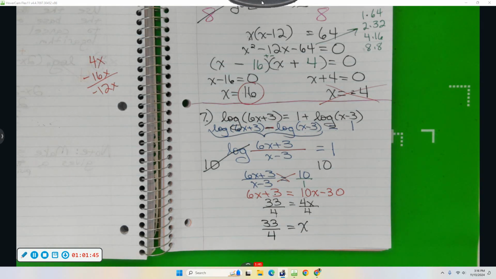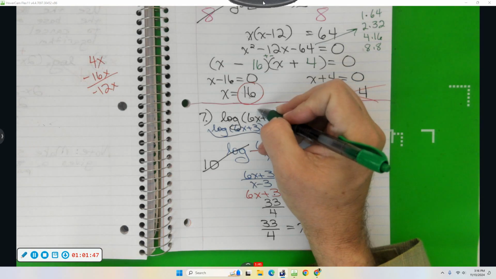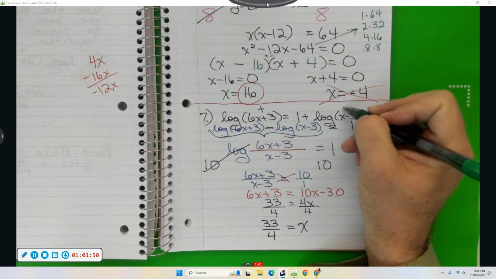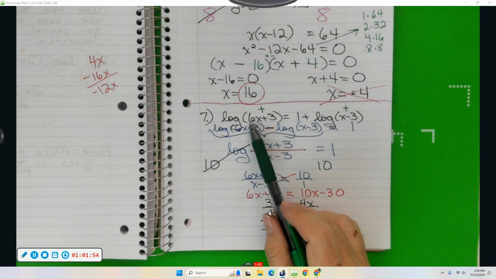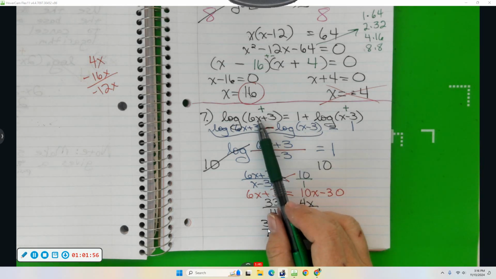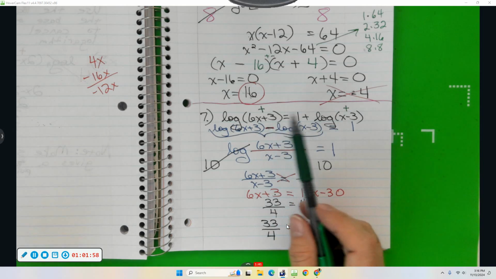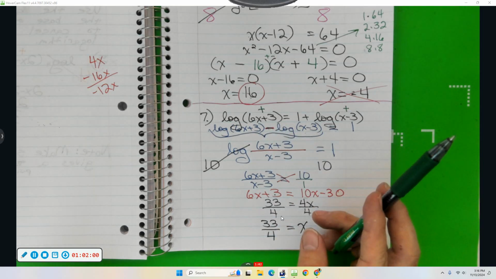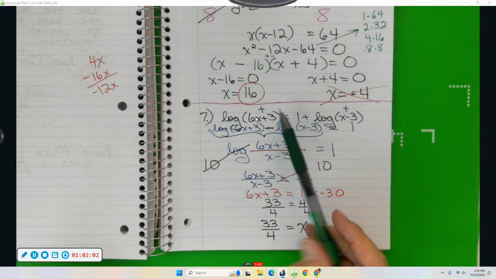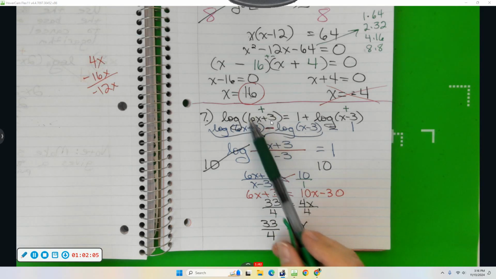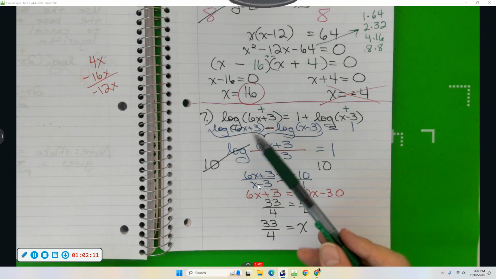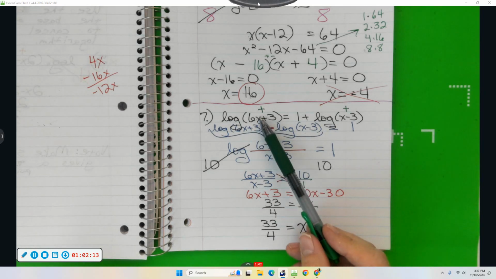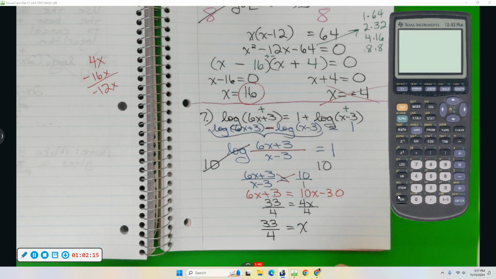But remember, we said each argument has to be positive. That means bigger than 0. Well, 6 times a positive number will be positive. Plus 3, that's positive. The exact value doesn't matter. Just verify that that argument is positive when you plug in 33/4. I'm not going to go through the tedious multiplication. 6 times a positive number plus 3 is going to be positive.